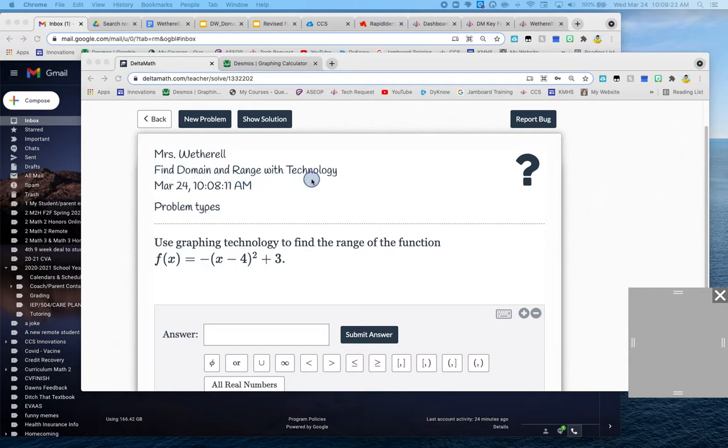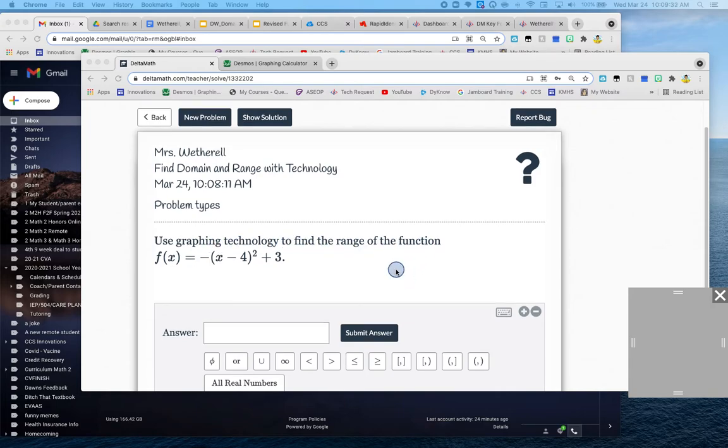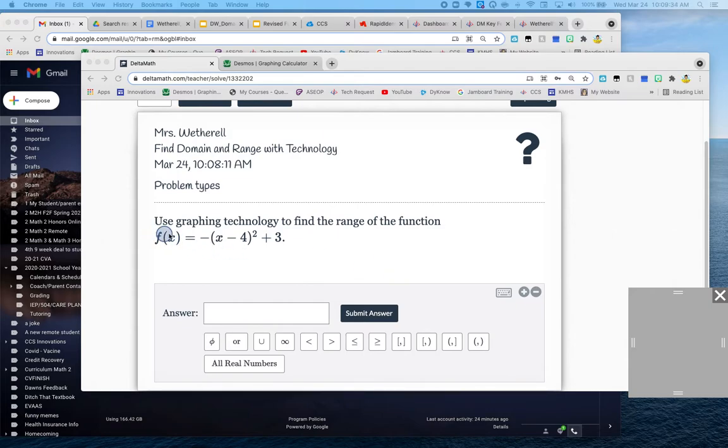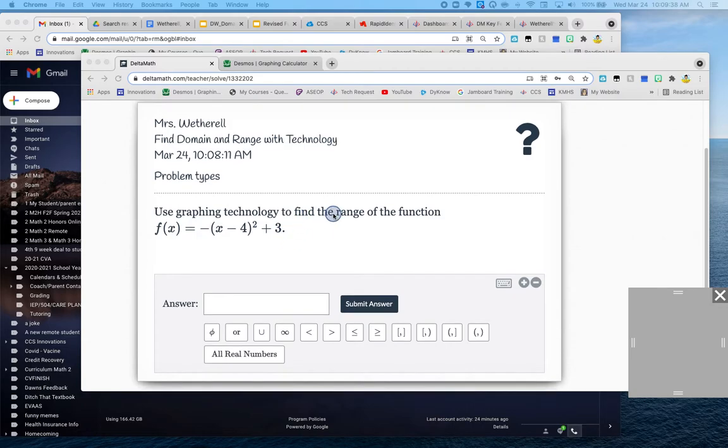Do the domain and range using technology. So you're given this graph, and you're supposed to use graphing technology to find the range of this function. So I'm going to type, remember this can also be y, I'm going to type this equation in Desmos, and in this particular problem I'm finding the range.